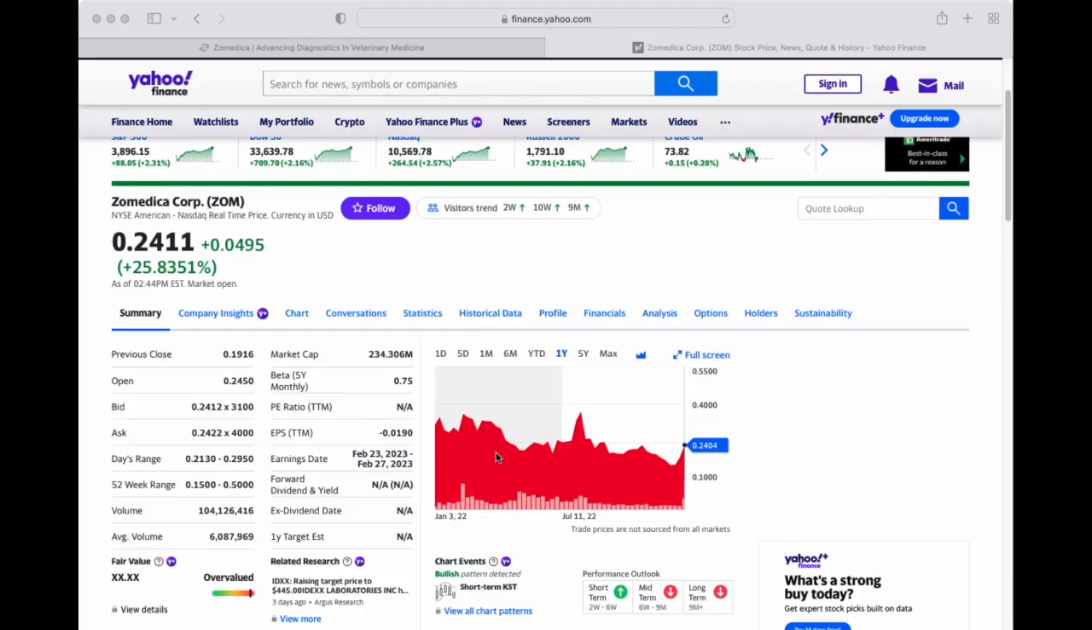Let's begin. Now, just looking at Zomedica here from a share price standpoint, it's at 24 cents, as you can see here. Today, in fact, it's gone up by about 25% in gains. The volume is picking up at a huge rate right now.